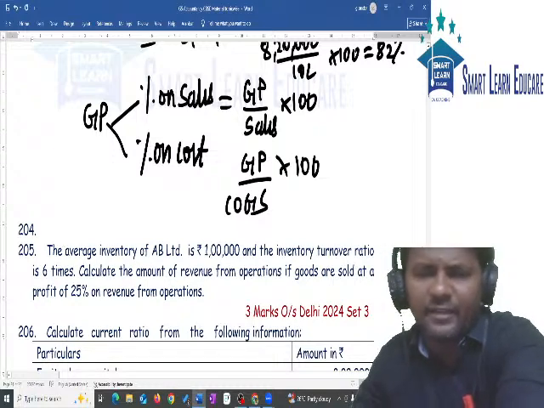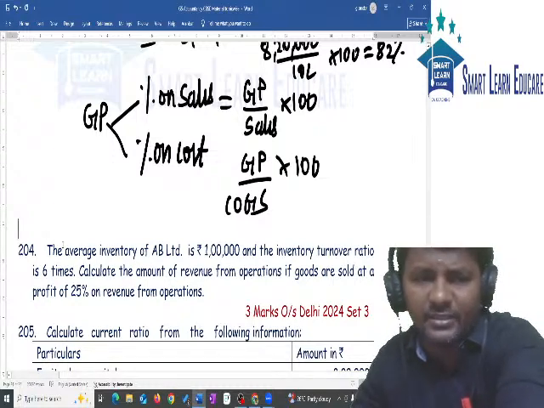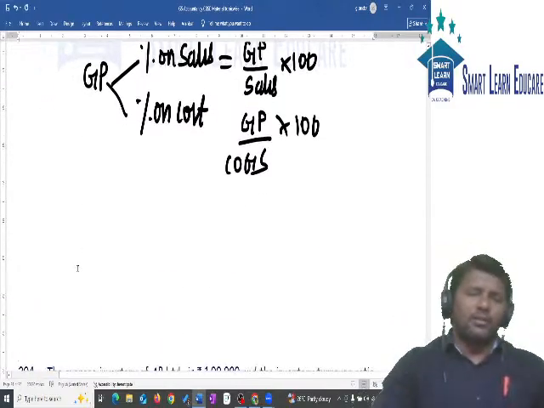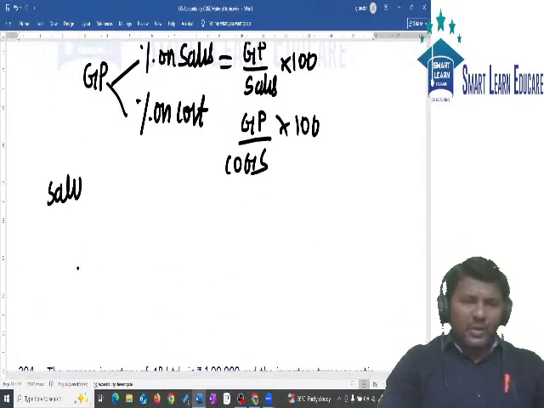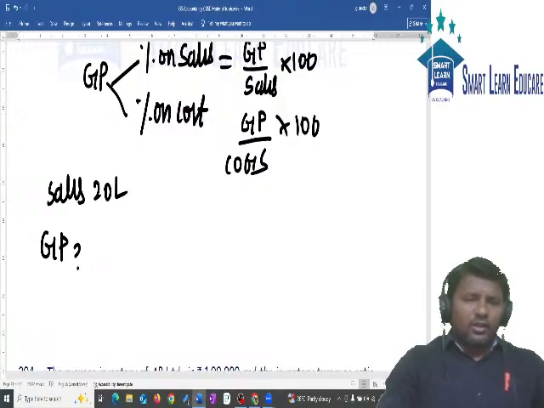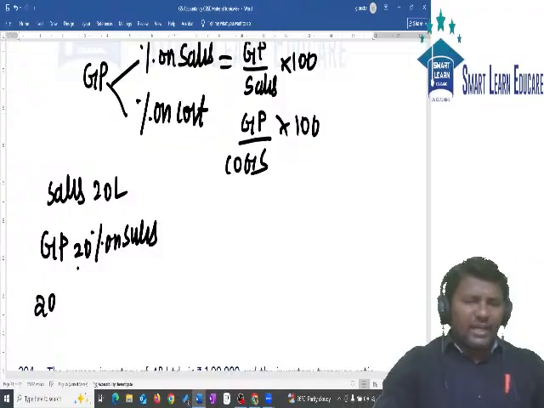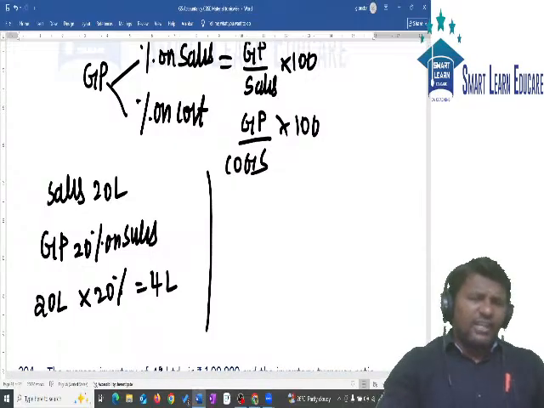If GP is given in terms of selling price, for example, sales is 20 lakh, GP is 20 percentage on sales, it is very easy to calculate. 20 lakh is the sales into 20 percentage. What is your GP? It is 4 lakh. This is a very easy calculation.